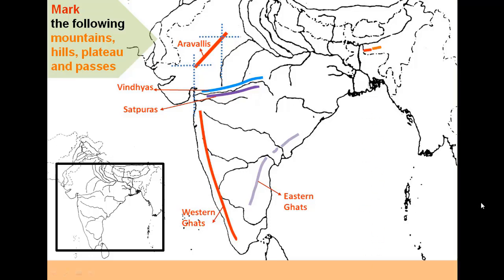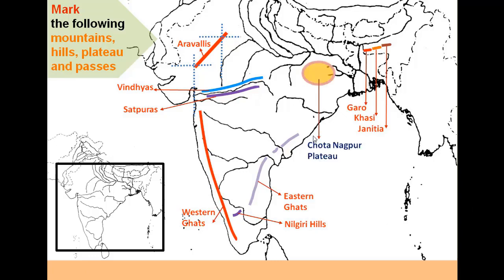Garo, Khasi, Jaintia Hills. These are the three famous hills in Meghalaya. The trend is east to west direction. One should mark these hills within the state. Nilgiri Hills. It is marked with a dark purple color. These hills are extended part of Western Ghats in western Tamil Nadu. Chotanagpur Plateau. Located in the eastern India in the states of Orissa. Chotanagpur Plateau has the most valuable concentration of mineral resources in India.